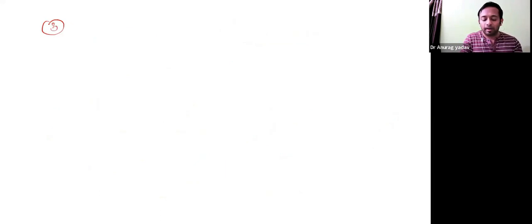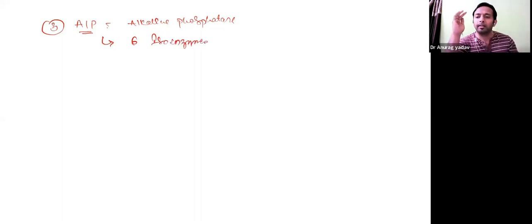Now, third one, another most important is ALP, that is alkaline phosphatase. It has got around 6 isoenzymes, and ALP is a monomer. There are no combinations. It's a monomeric enzyme, a single enzyme.